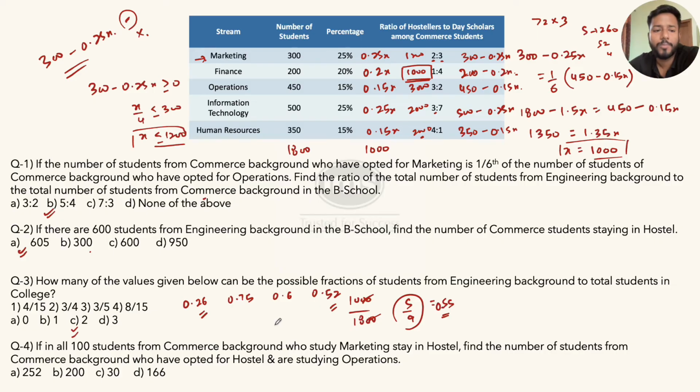Now moving on to the final problem. The final problem says, if in all 100 students from commerce background who study marketing stay in hostel, find the number of students from the commerce background who have opted for hostel and are studying operations. Now we'll have to take this step by step. So this says there are 100 students from commerce background who study marketing and stay in a hostel.